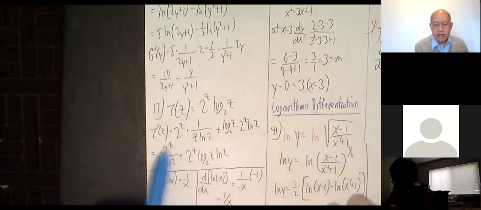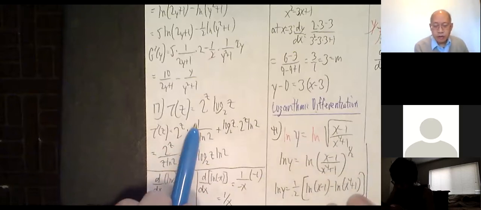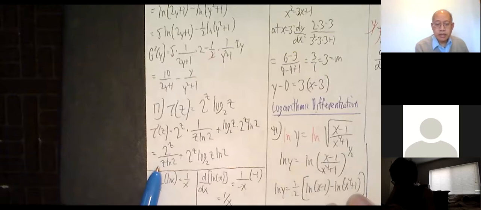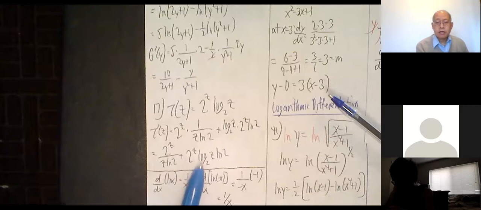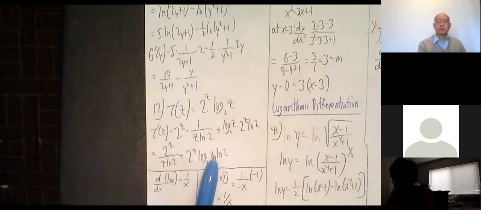Okay, that's essentially it. All I did here was combine that with the 1. So 2 to the z over z ln 2, and then all this I just rewrite better: 2 to the z times log base 2 of z times the natural log of 2. So there we go.